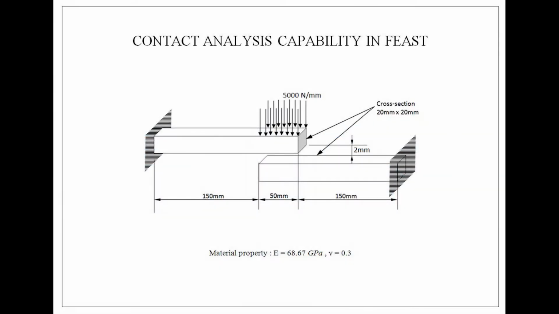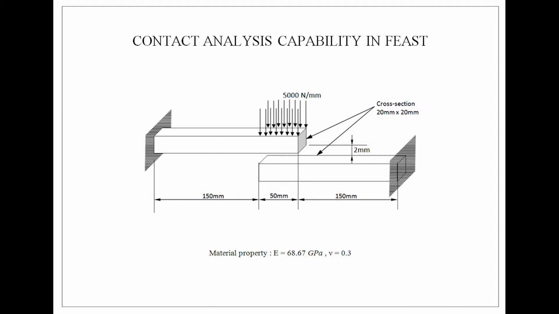This tutorial explains the contact analysis capability of FIS software. Both the beams are of length 200 mm and have a cross-section of dimension 20 by 20 mm. The gap between the beams is 2 mm and the overlay is 50 mm as shown in the figure.